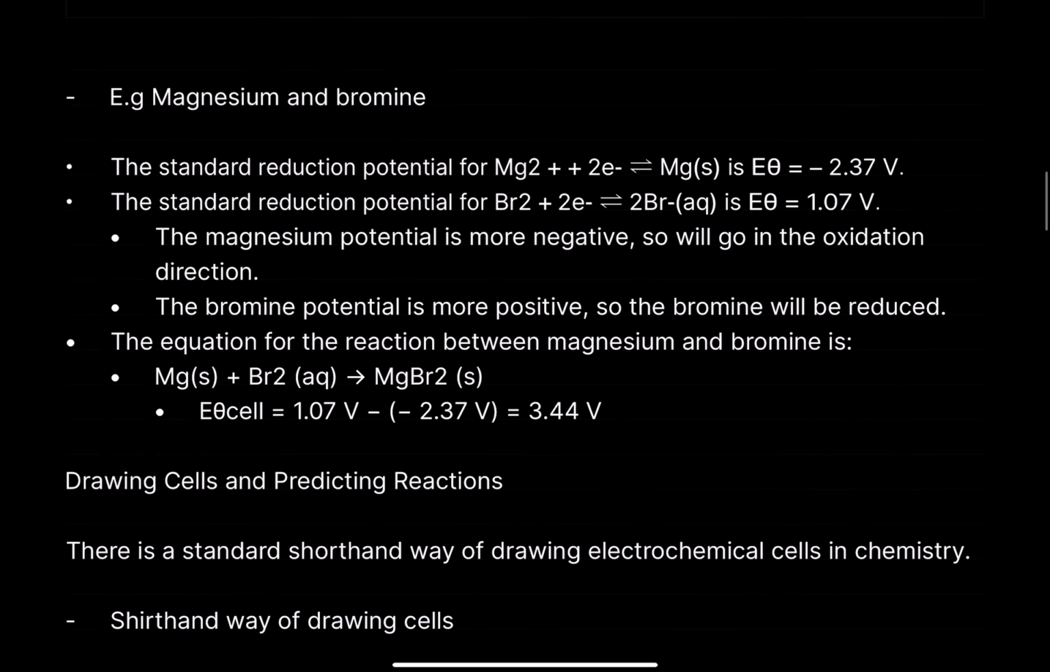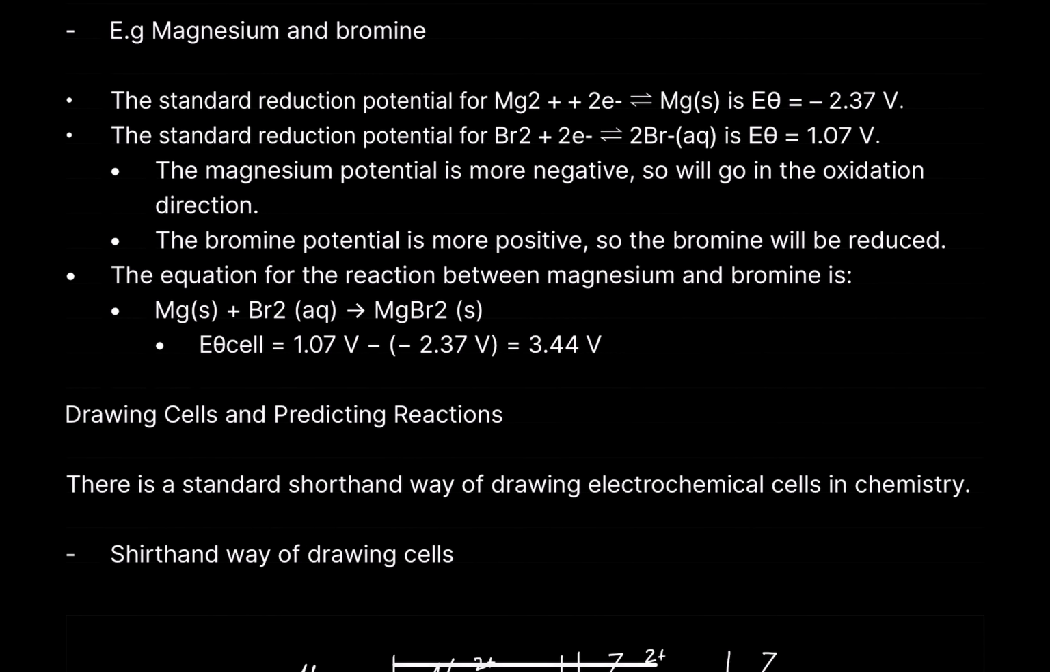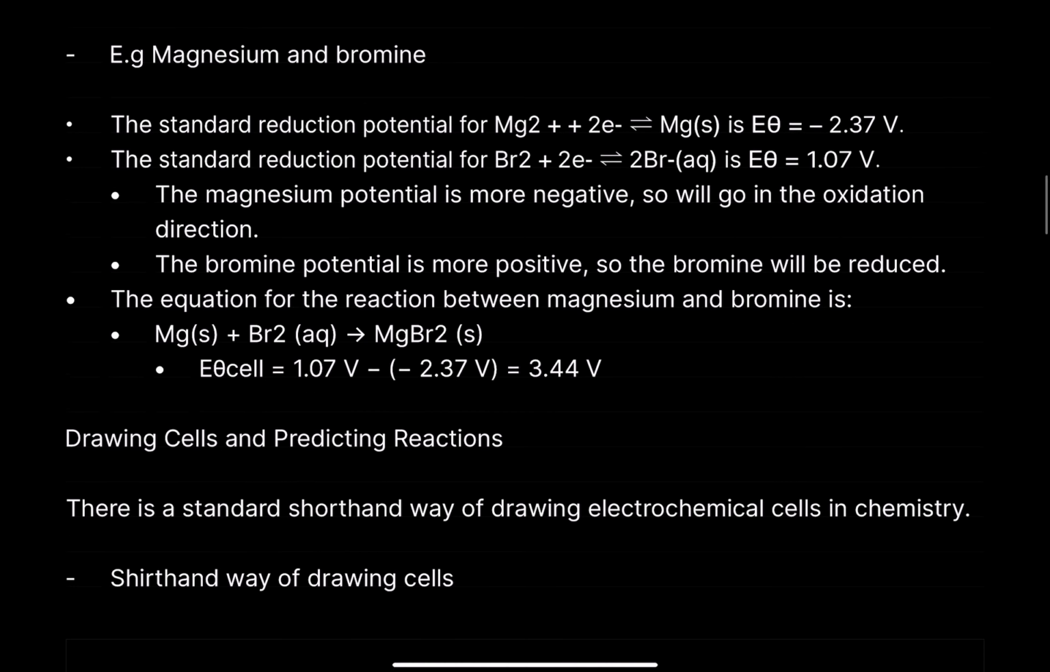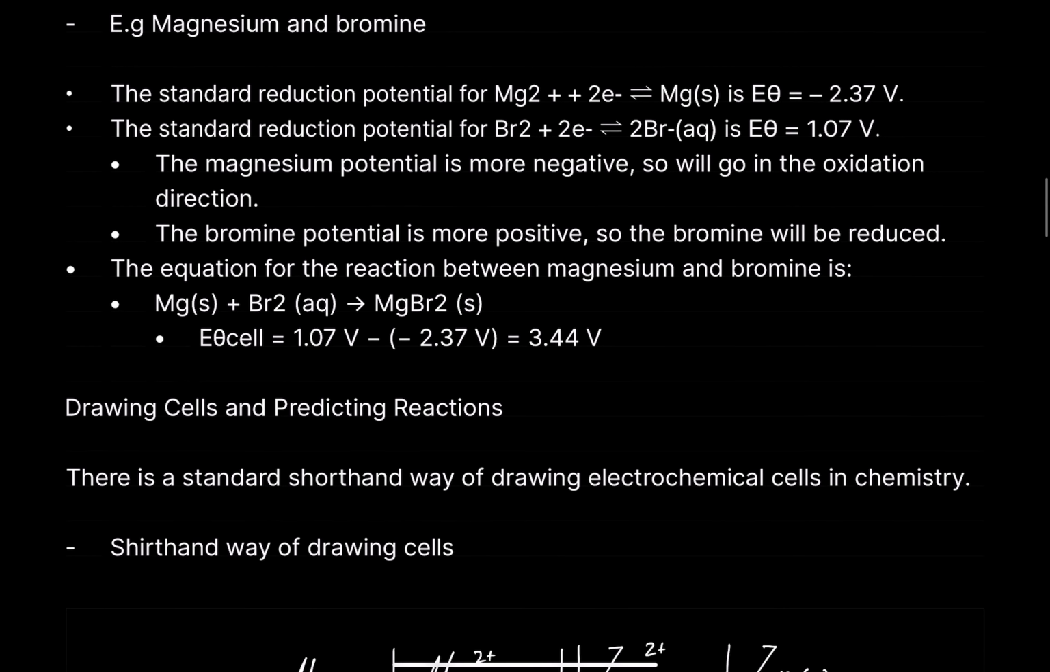All right, I had an example here, but it is what it is anyway. This is for calculating the cell potential, so magnesium and bromine here. Here we have two reduction potentials. The standard reduction potential for Mg2+ plus 2e minus goes to form magnesium solid. The electric potential for that is minus 2.37 volts. And the standard reduction potential for Br2 plus 2e minus goes to form 2Br minus aqueous, and the electric potential for that is 1.07.